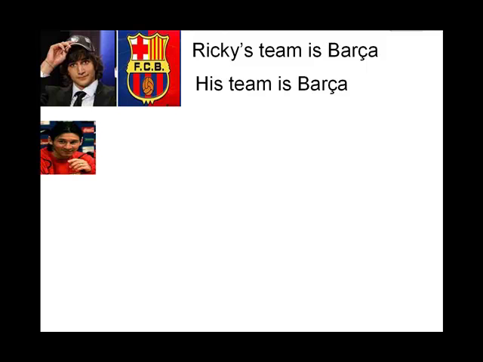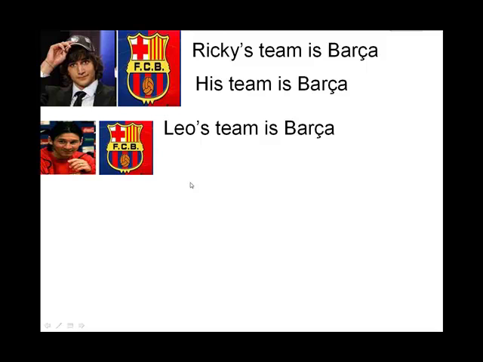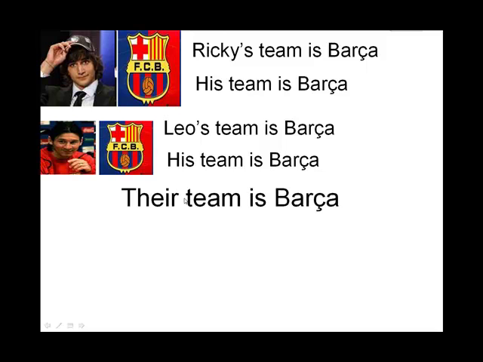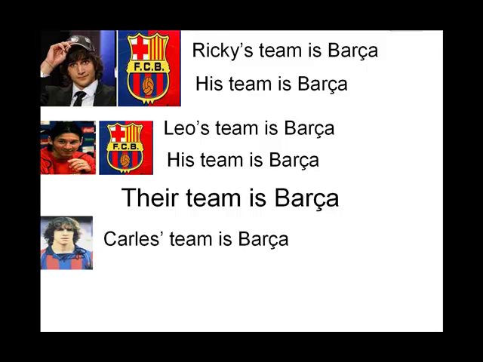We could do the same with Leo Messi, because Leo also plays with Barca. This time, soccer. We might say Leo's team is Barca. Leo apostrophe S. No problem. And his team is Barca. Here we're using a possessive adjective. Their team is Barca. Because both of them play with the same team, we could use their, plural. But what happens with this one? I bet you know him. It's Carlos Pujol. He also plays with Barca. Carlos' team is Barca. Considering Carlos ends with an S, we only use an apostrophe.